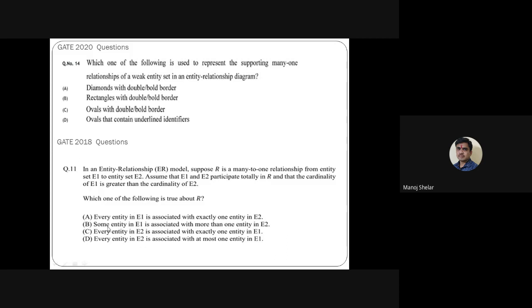So your answer is: every entity in E1 is associated with exactly one entity in E2. It means many to one here. R is a many to one relationship. So here every entity in E1 is associated with exactly one entity in E2. This is the answer.